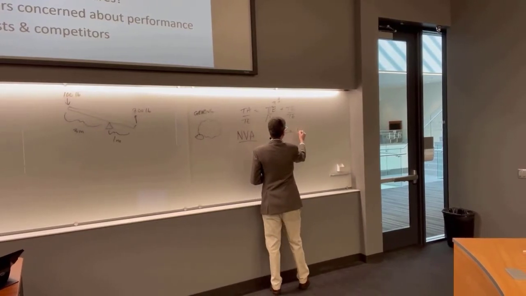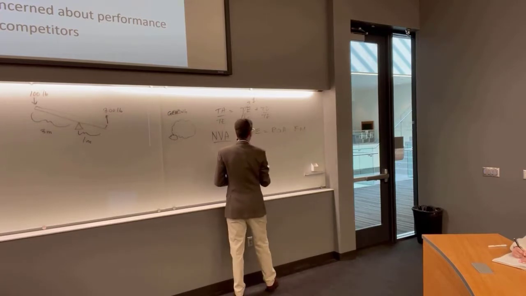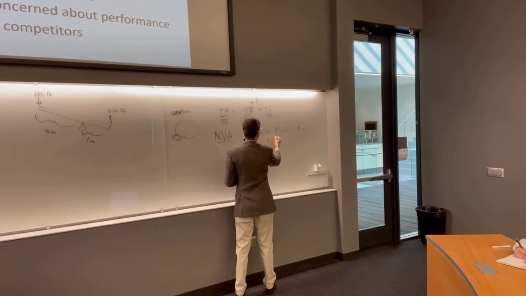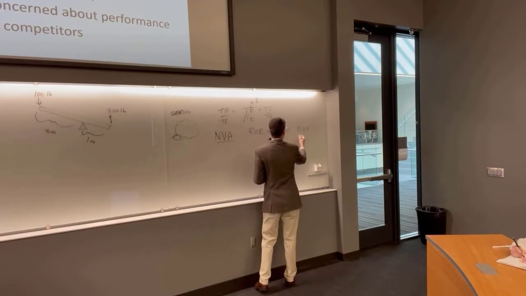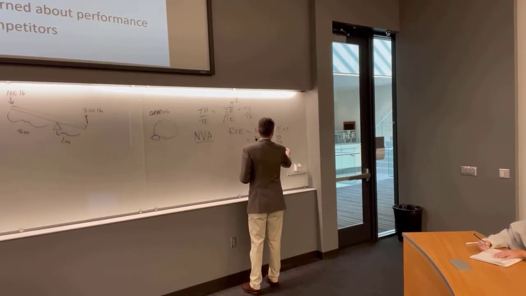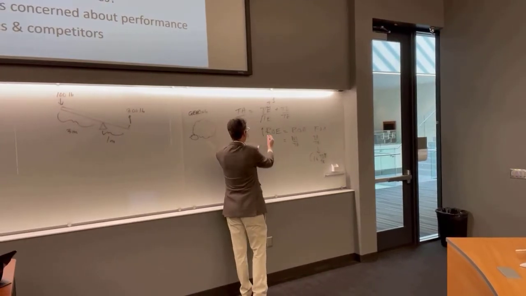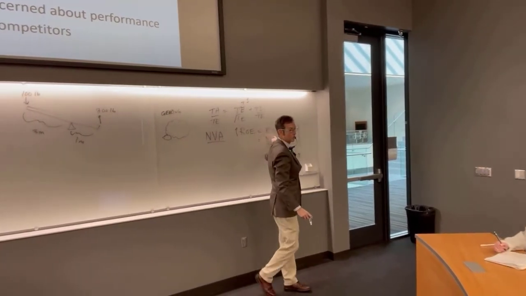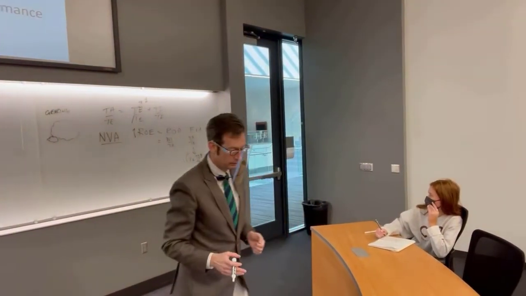ROE is equal to ROA times the equity multiplier. So this is net income over total assets. Equity multiplier is total assets over total equity. And we said that that is just 1 plus total debt over total equity. And so the more debt you have in the capital structure, the higher the ROE is for the same ROA. That's leverage, right?